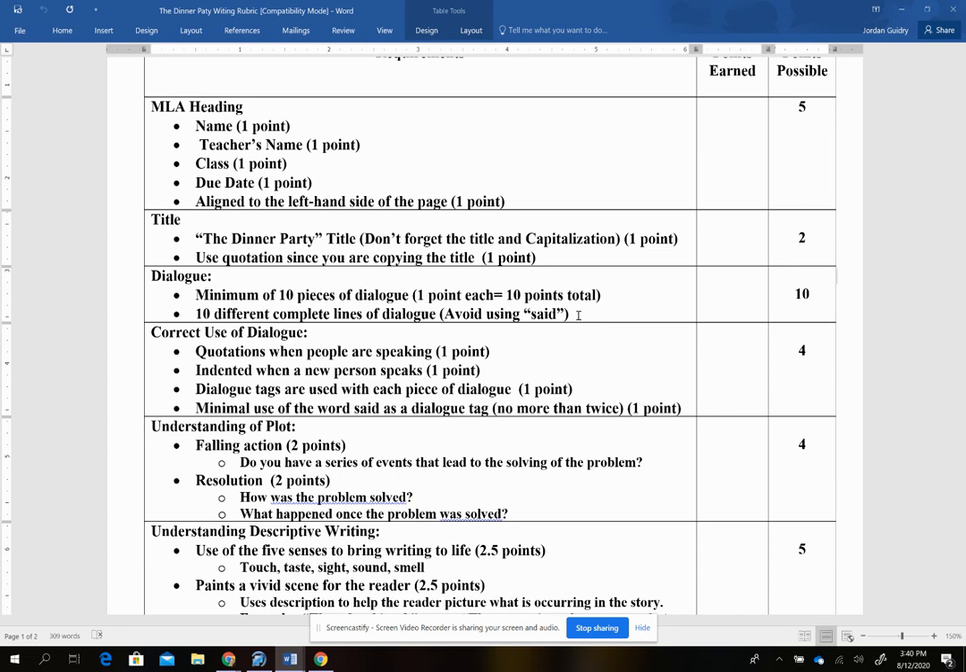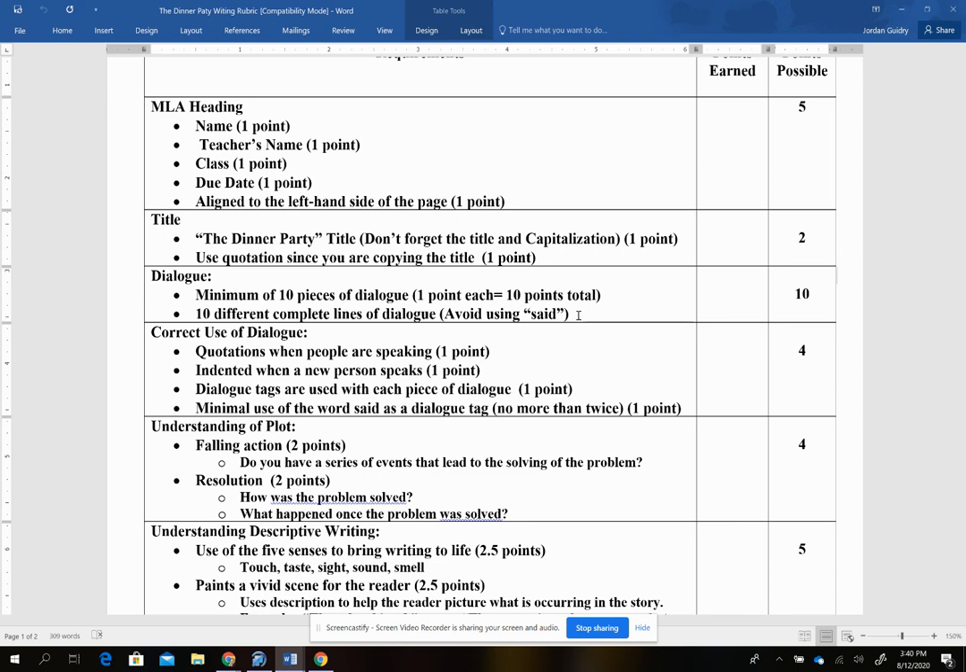Indented when a new person speaks is 1 point. So if you have a conversation going between two characters, every time a new character speaks, you have to indent, much like what you would do with a paragraph.